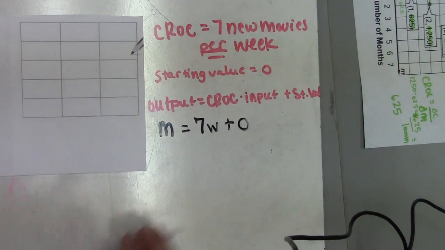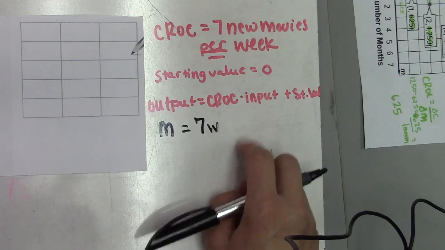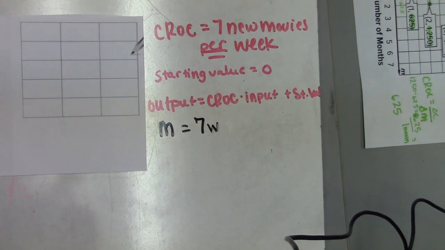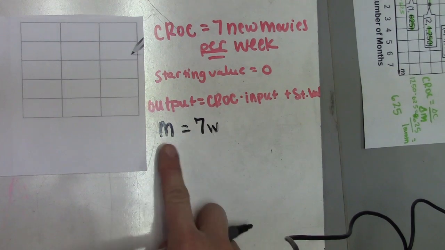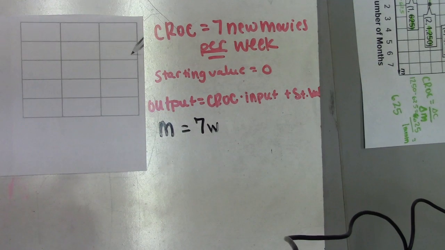But remember, just like in the 2 previous examples, identity property, we don't need to write the plus 0. So the equation I'm going to use is M equals 7W, or the number of movies equals 7 movies times the number of weeks.